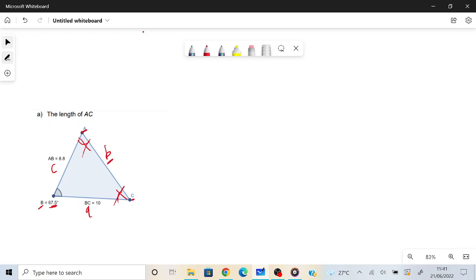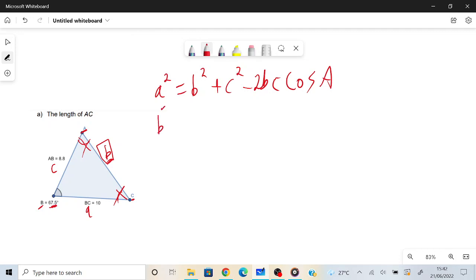Now we have the cosine rule and we have two of them. Since we are trying to find the length, we can use the cosine rule. a squared equals b squared plus c squared minus 2bc cos A. Now obviously we're trying to find small b, so we can just rewrite this formula. Instead of a squared, just say b squared is equal to a squared plus c squared minus 2ac cos B.